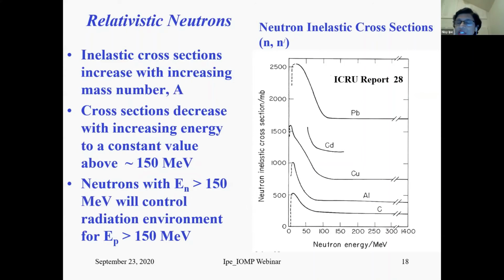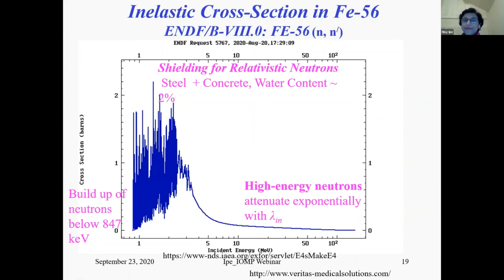Now, relativistic neutrons undergo inelastic interactions, and shown here are the neutron inelastic cross-sections. These cross-sections increase with mass number, and they decrease with increasing energy and reach a constant value roughly above 150 MeV. So this means that the neutrons with energy greater than 150 MeV will control the radiation environment for protons with energy greater than 150 MeV.